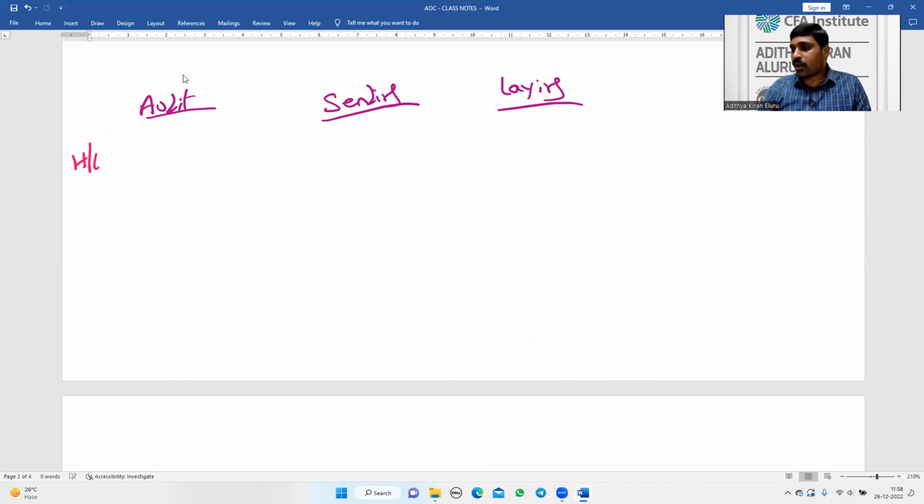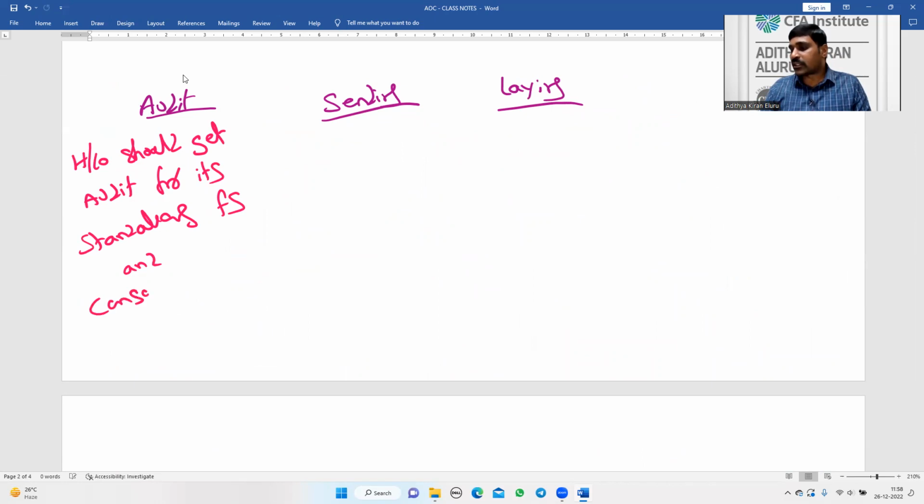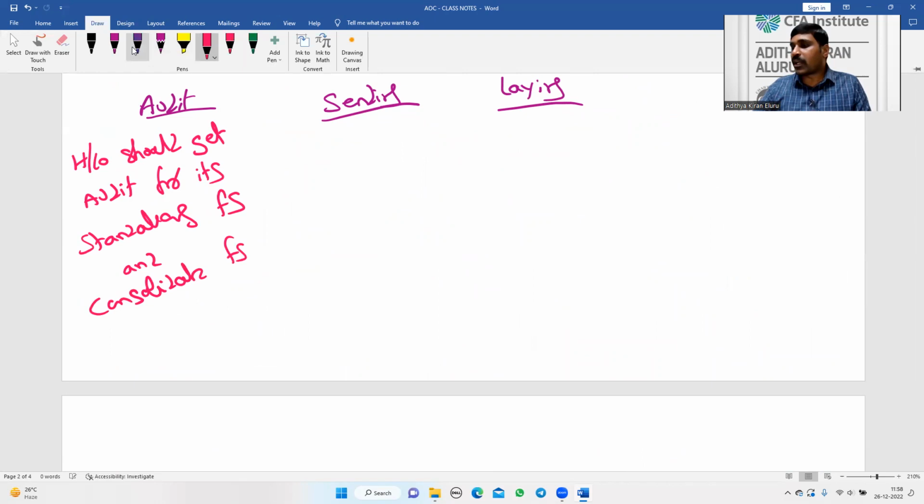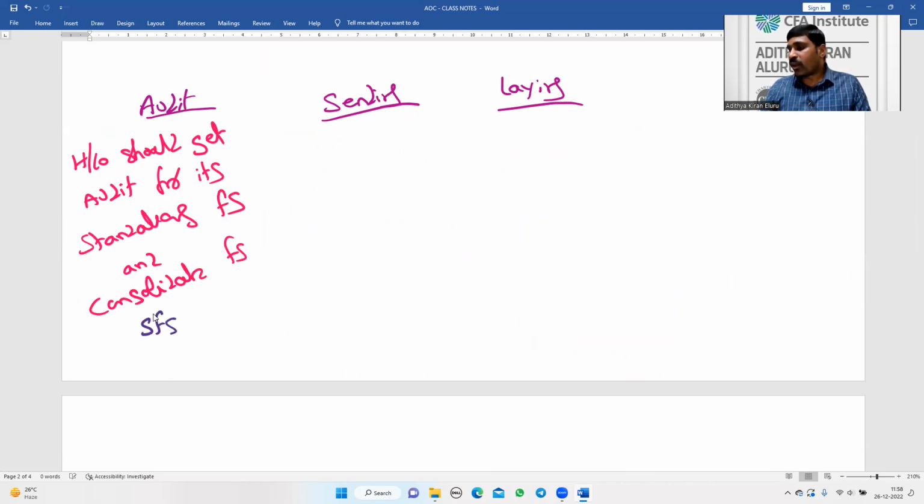So what is audit? The holding company should get audit for its standalone financial statements and consolidated financial statements. Audit is applicable to both standalone financial statements as well as consolidated financial statements.